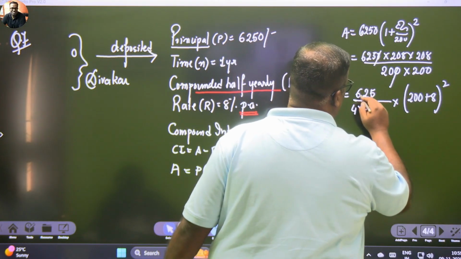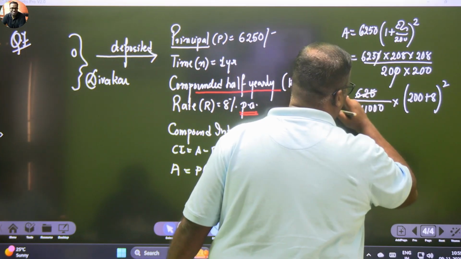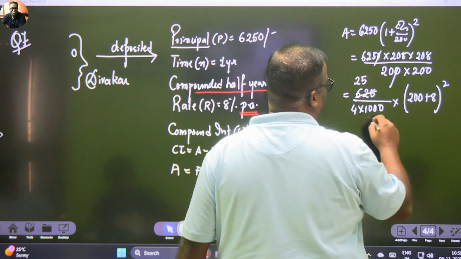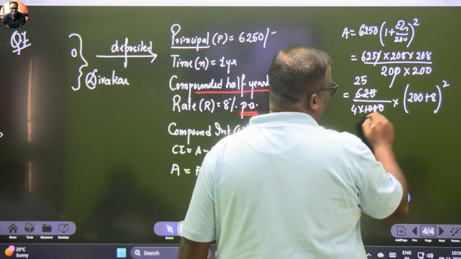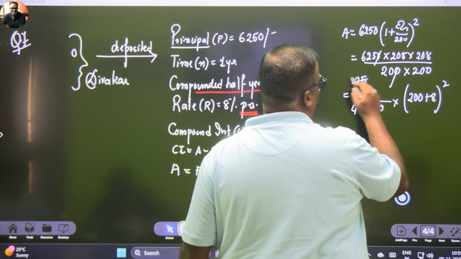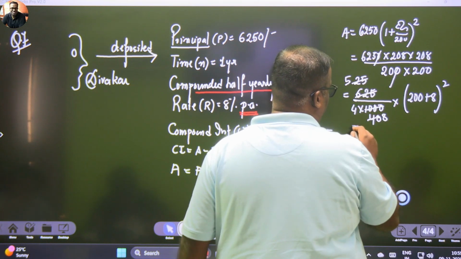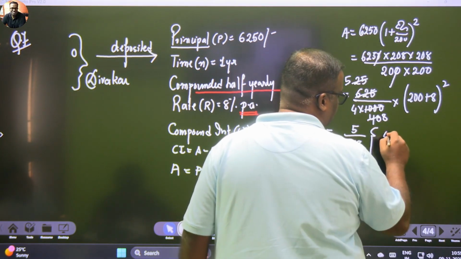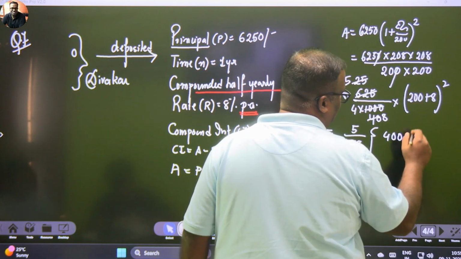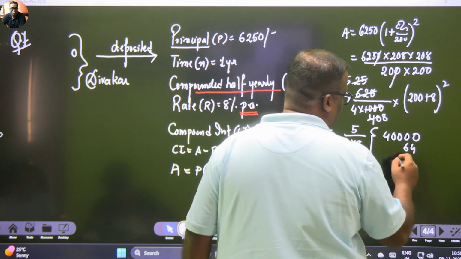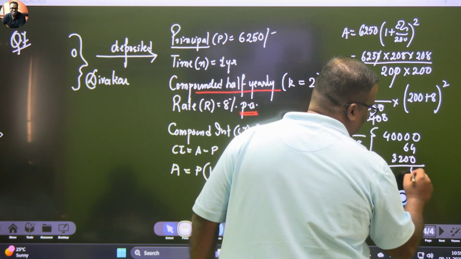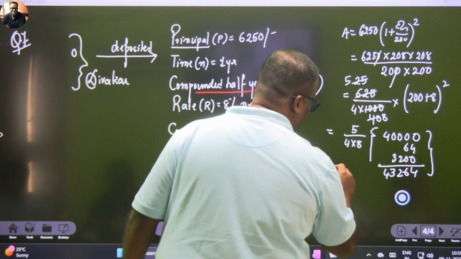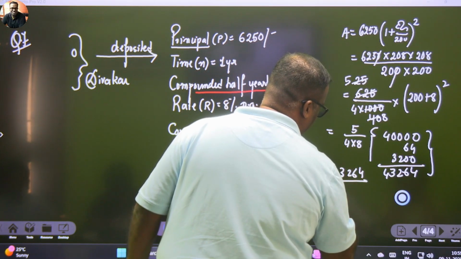So 625, you can do it with 25. 25 times 25 is 625, so it becomes 5 by 4 into 8 is 32, and this opens up as 200 square is 40000, 8 square is 64, and twice AB, 2 into 8 is 16, 2 is 32 00. So we finally have 5 multiplied by 43264 divided by 4 into 8.